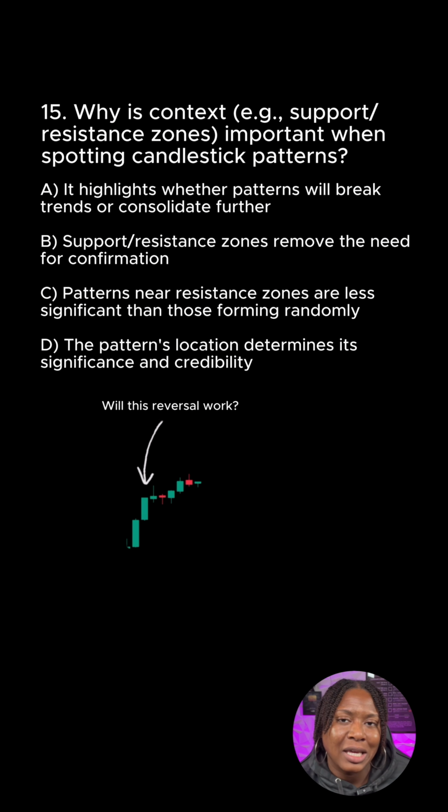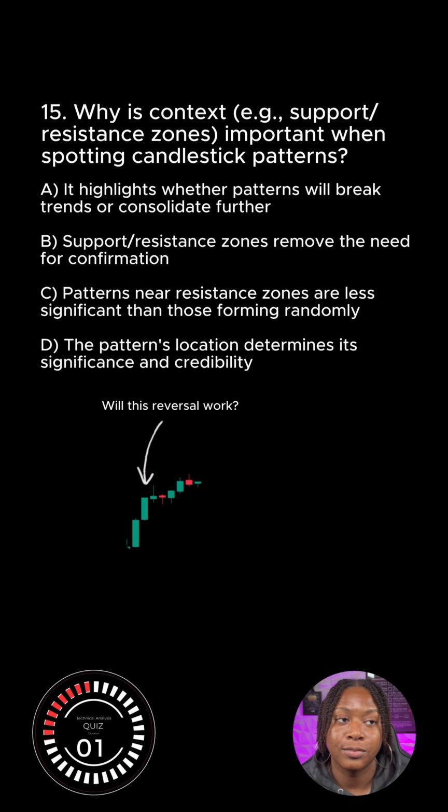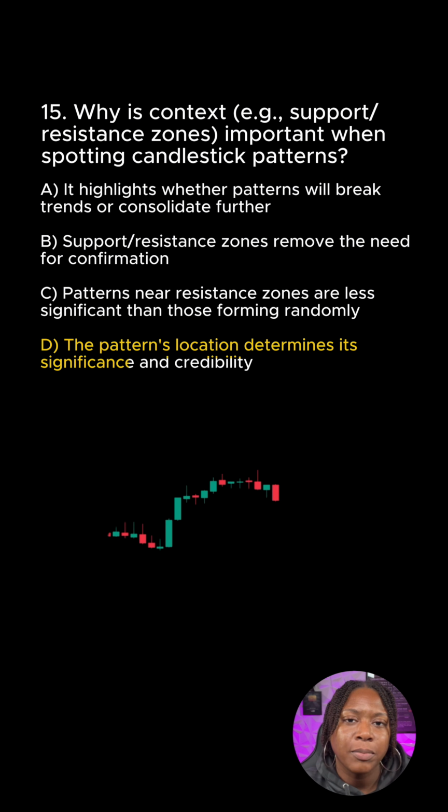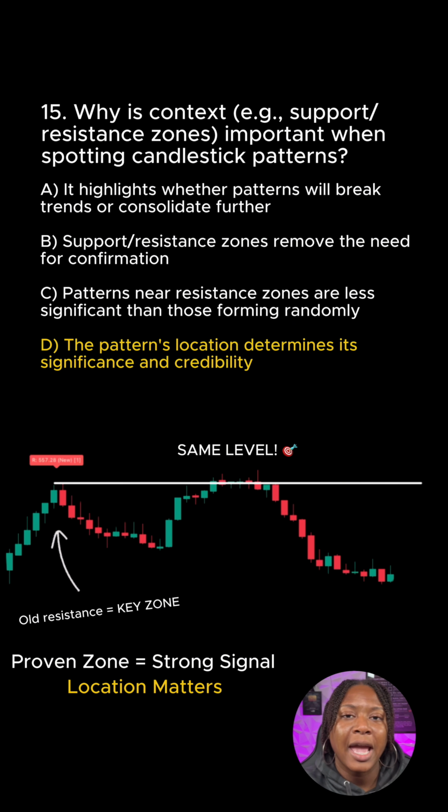Why is context like support and resistance levels and zones so important when you're looking at candlestick patterns? Candlestick patterns carry more weight at these key levels. So if you see a hammer candle near a support level, then that's a strong signal for a rebound.